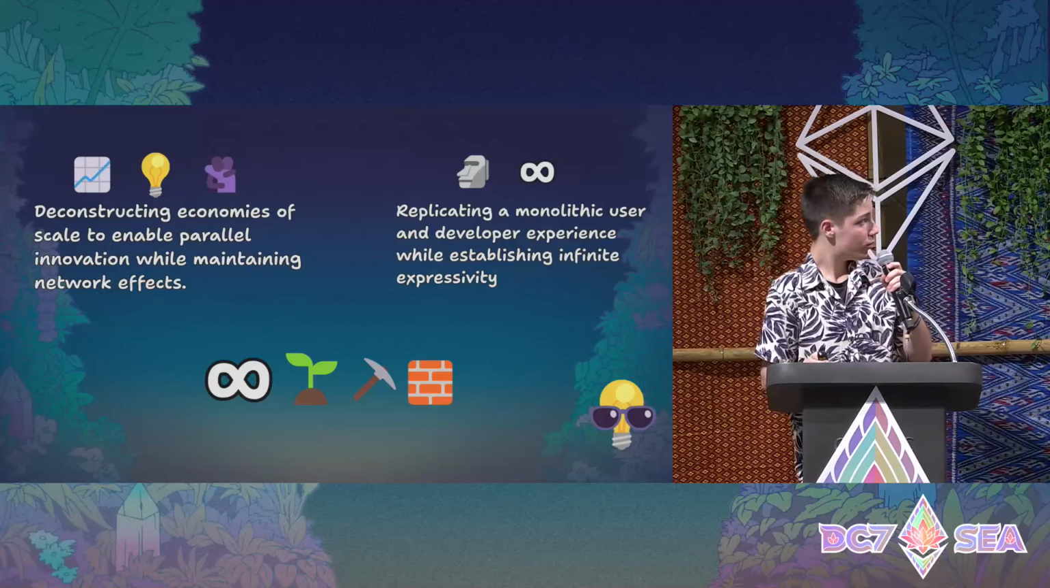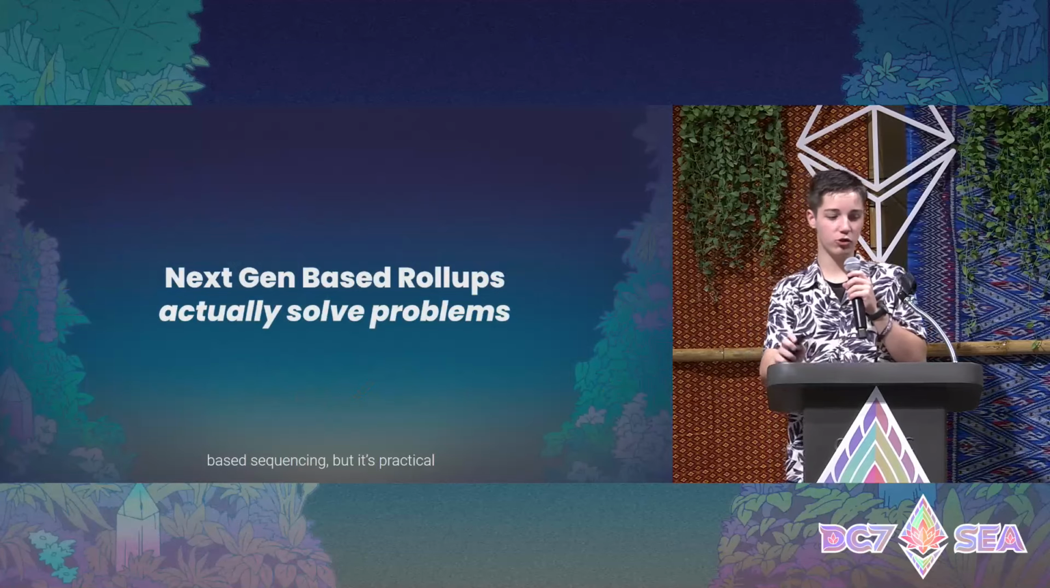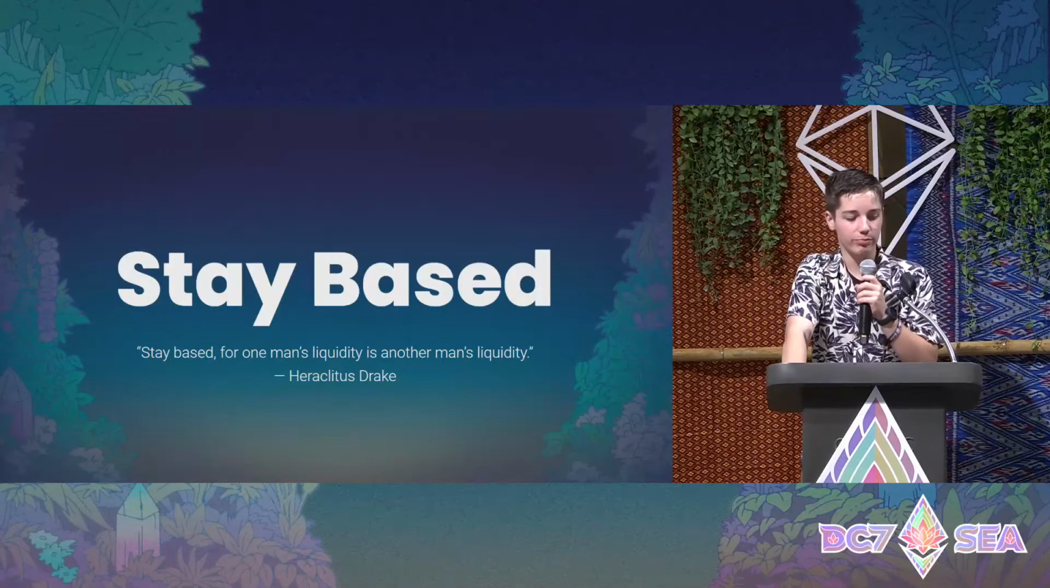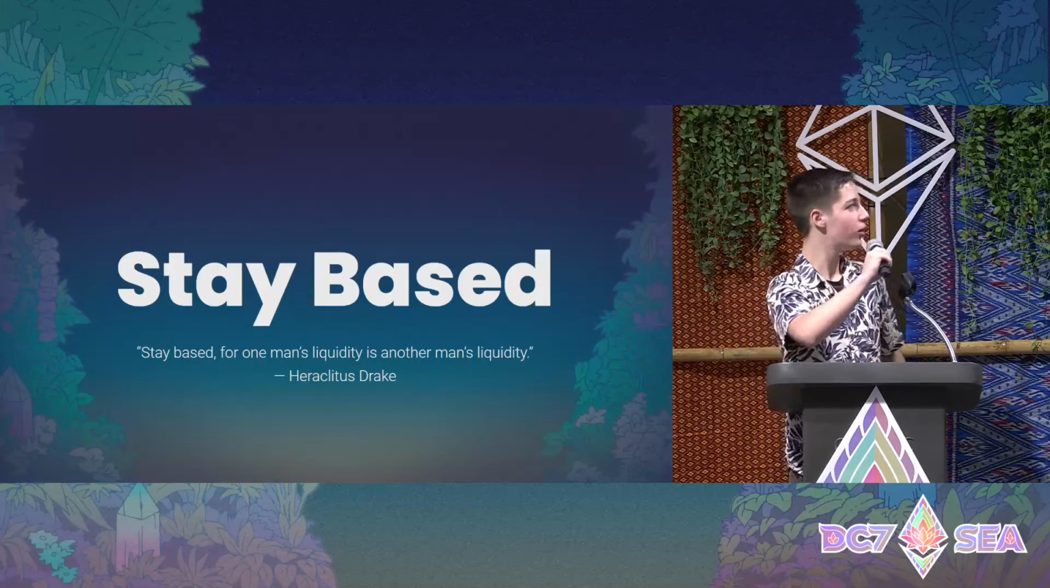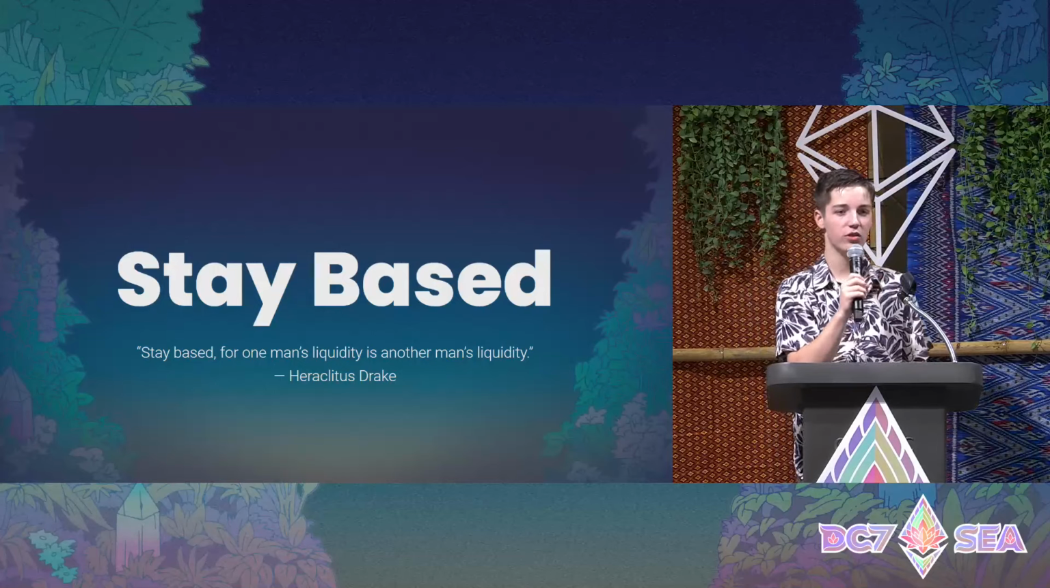Infinite gardens, break walls. Next generation base rollups actually solve problems. Stay based. Oh, here's a quote from Heraclitus Drake. Stay based, for one man's liquidity is another man's liquidity.